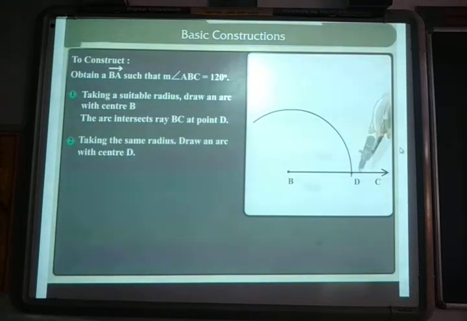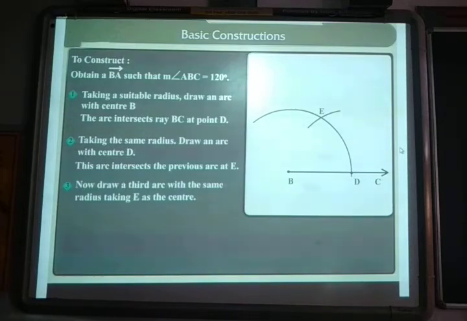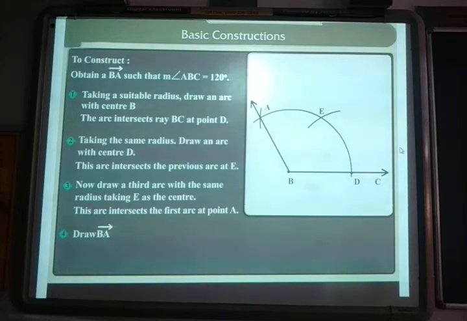Taking the same radius, draw an arc with the center D. This arc intersects the previous arc at E. Now, draw a third arc with the same radius, taking E as the center. This arc intersects the first arc at point A. Produce ray BA. Hence, the obtained angle ABC is the required angle of measure 120 degrees.